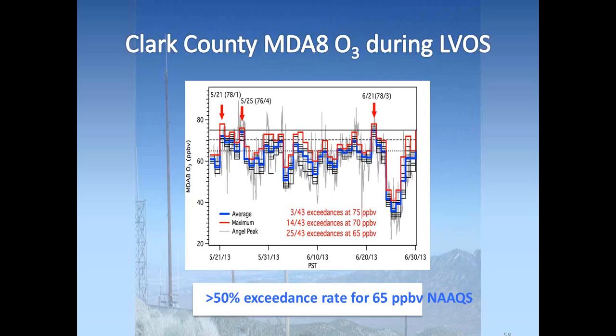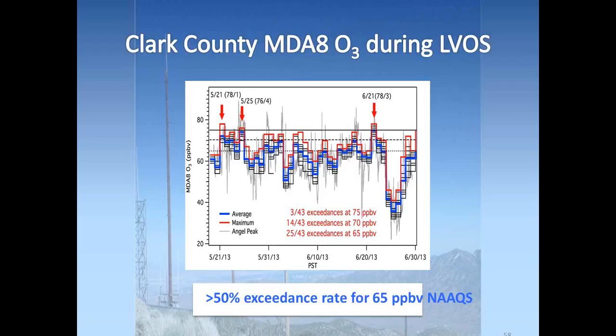And there were three exceedances of the 75 part per billion standard, the 2008 standard, during Elvis, two of which took place only a few days apart in late May. And again, what we found is that ozone was high at Angel Peak, and by looking at correlations with CO, we could determine that much of it was coming from the stratosphere. But the next day, as the boundary layer grew, that ozone ended up being entrained over Las Vegas itself.